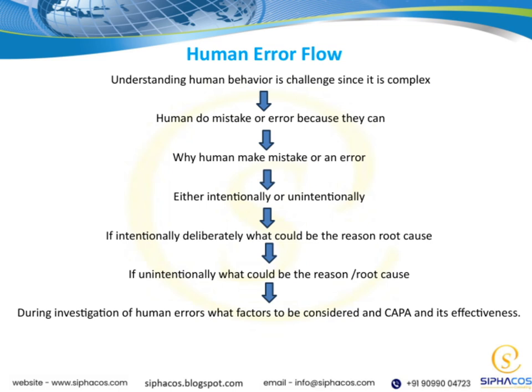When we investigate human errors, it's crucial to consider these underlying factors thoroughly. Identifying the root cause helps us determine effective corrective and preventive actions, or CAPA. And of course, we need to evaluate the effectiveness of these CAPA measures to ensure they truly prevent recurrence. This flow of understanding human error, recognizing the causes, and implementing targeted CAPA is essential for improving safety and overall process reliability in any system.